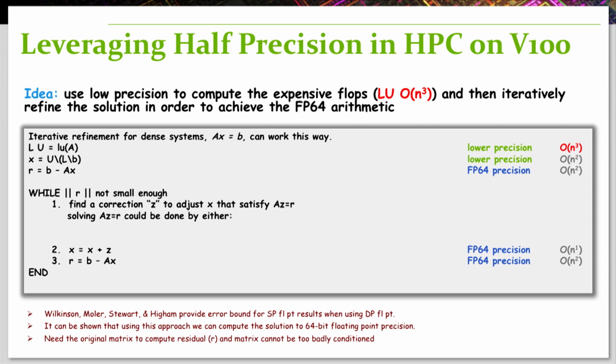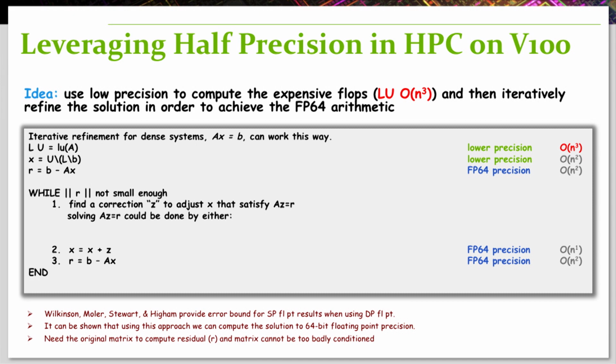I compute a residual. So the residual says, how good is my solution? So I do b minus Ax, where A is the original data. I have to have a copy of the original matrix. That's a penalty of this algorithm. I have to have a copy of the original matrix. And that's done in 64-bit arithmetic, but that's n squared operations, matrix vector multiply. And then I iterate. I iterate until this residual is small enough.